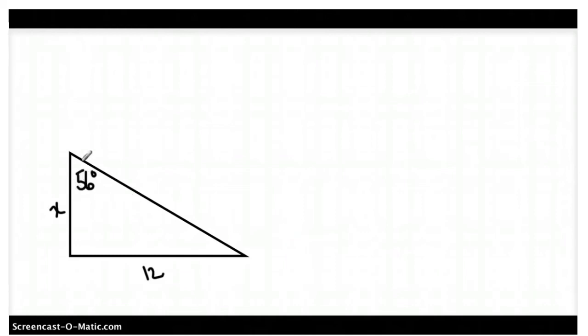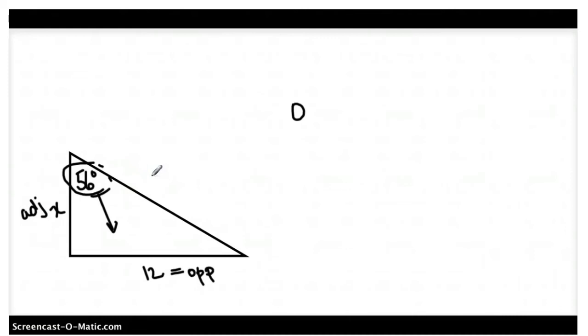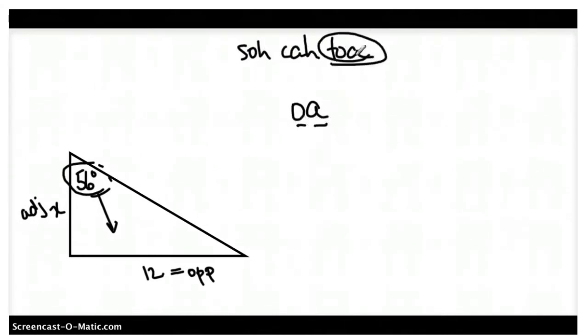Okay, here's my angle. That's the first thing. Identify where your angle is and then figure out which sides you have. So we've got the opposite over here, so I want one of them that has an O in it. And here, this one is the adjacent side. Here's my hypotenuse. I don't know my hypotenuse, so it can't help me. So I need the trigonometric function or a ratio that uses O and A. So out of SOH, CAH, TOA, the one that has an O and an A is TOA.